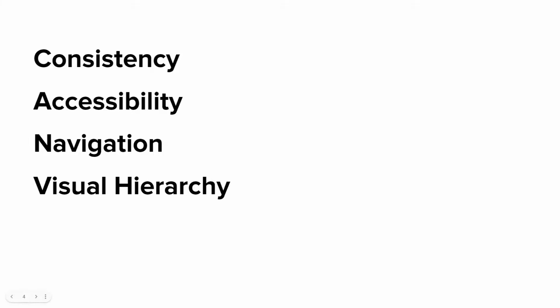You also want to consider visual hierarchy. So a well-designed UI should have visual cues like color, typography, and layout to establish a hierarchy of information. This makes it easier for users to understand the relative importance of different elements on a web page.